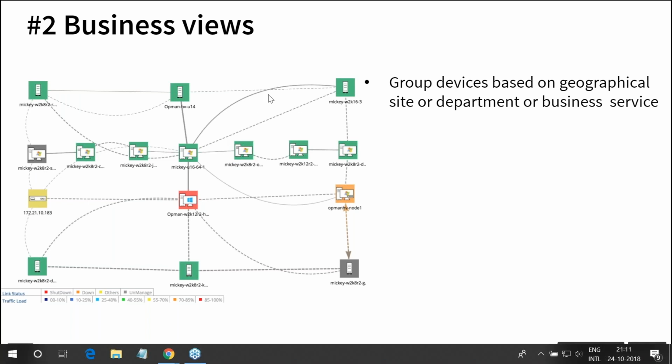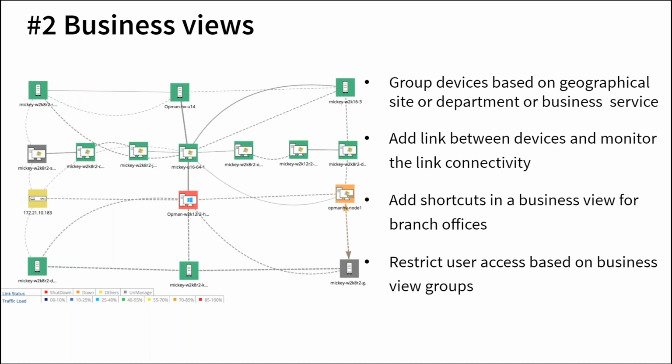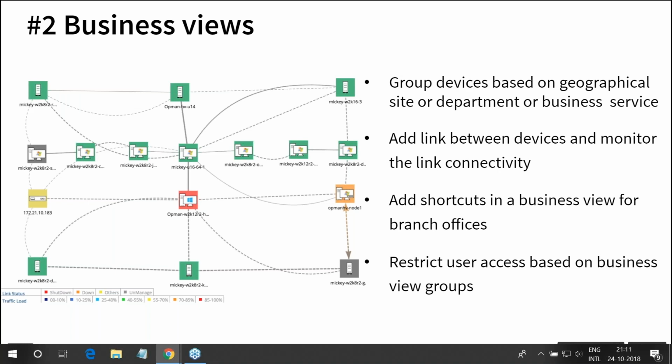Also, you can see what type of interface it has, or how it is connected to the other devices. You can see that just by that information. I'll be showing you that in a minute. We can also show you the links between the devices and the monitor. As you can see, we have different links and we can show you the different interfaces and how they are connected. You can add shortcuts in a business view for branch offices. Let's say you want to show your other branches within a particular city, or even across an entire country. You can map it and show it that way. I'll be showing you that in a minute. Also, you can restrict your users' access based on the business view groups. So let me show you all that in our business views available.